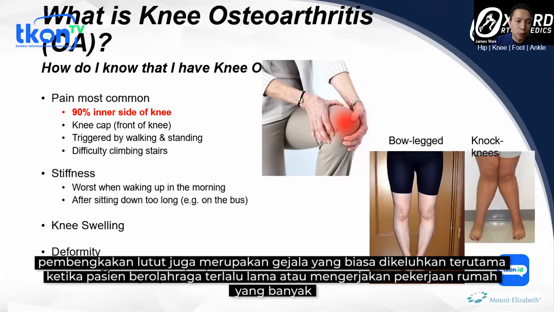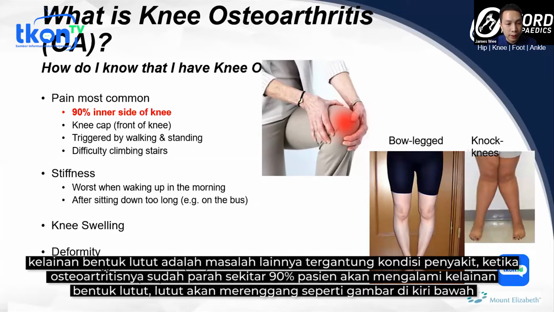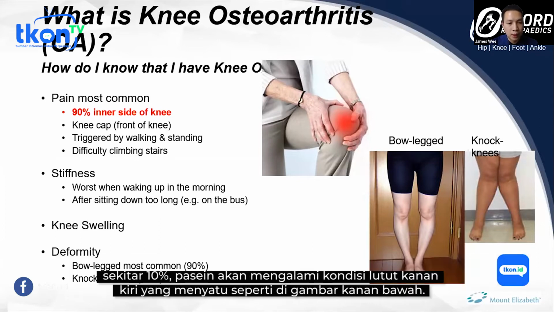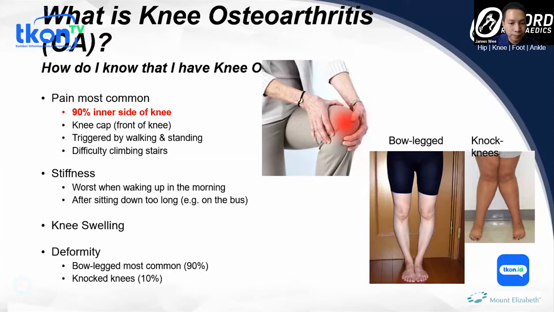Knee swelling and warmth is also another common complaint, especially after patients exercise too much or do too much housework. Deformity is another problem later on in the disease. As the arthritis gets more severe, up to 90% of the time, the deformity will be a bow-legged deformity. That means the knees start moving further apart, like you can see at the bottom left. About 10% of the time, you get knock knees, where the knees start to come together, as you see at the bottom right.